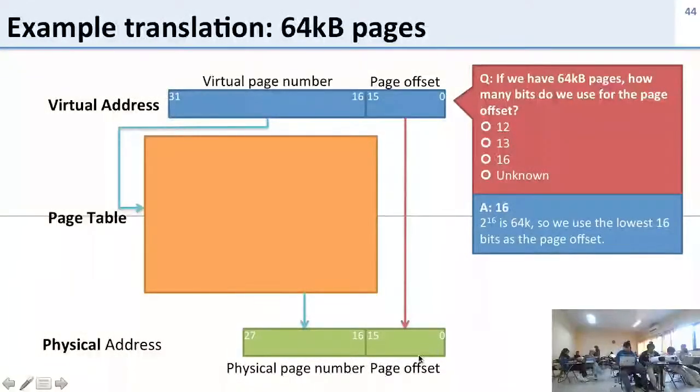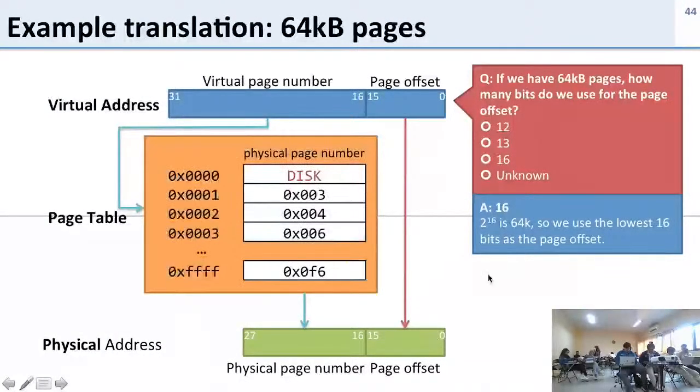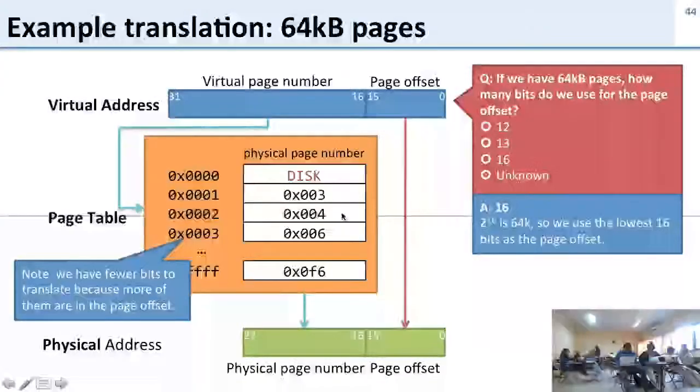Now we're going to have the same thing down here. The page offset for the physical address is now going to be 16 bits. We have even fewer bits for the physical page number. So if we go ahead and do a translation with this, we're going to have many fewer bits in here. As we saw, we have 16 bits for the virtual page number, so our page table is now going to be indexed by 16 bits. So we've made our page table much, much smaller by making our pages larger.